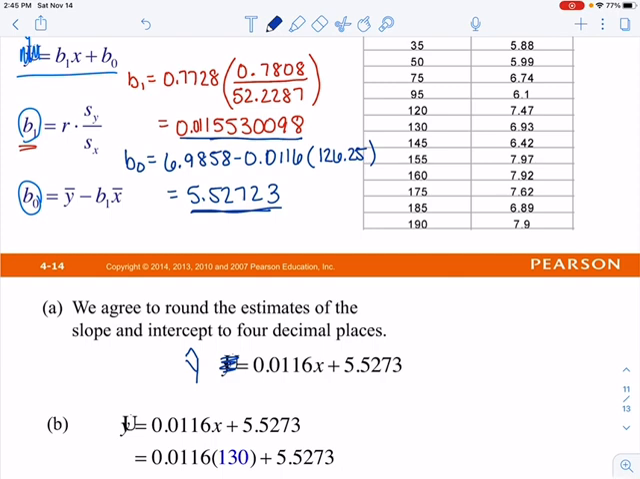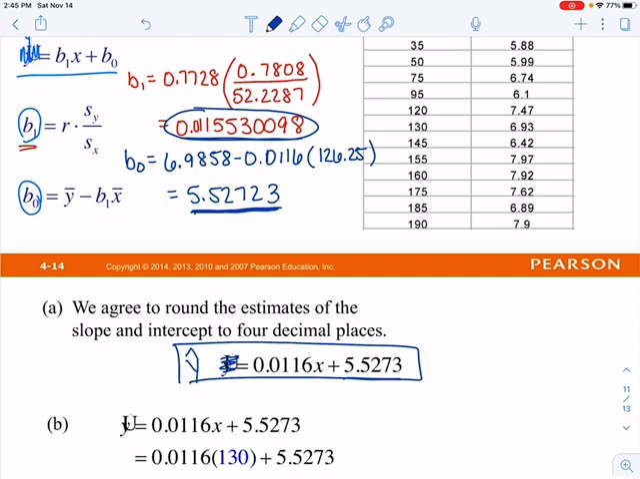So again, you can see that from up here, what I'm circling in blue, that red number that I just circled in blue, when you round that to 4 places, that's how you get the 0.0116, tack on our x, and we'll do the same thing. We'll round this to 4 spots, which will give me the 5.5273. So there is the equation of your linear regression line.